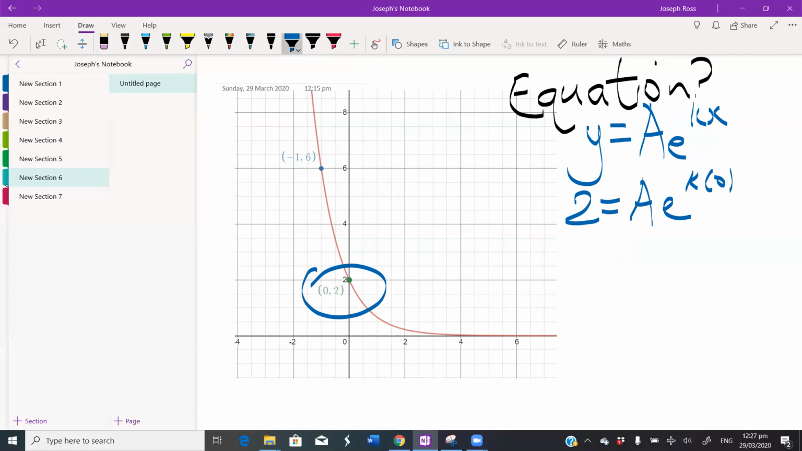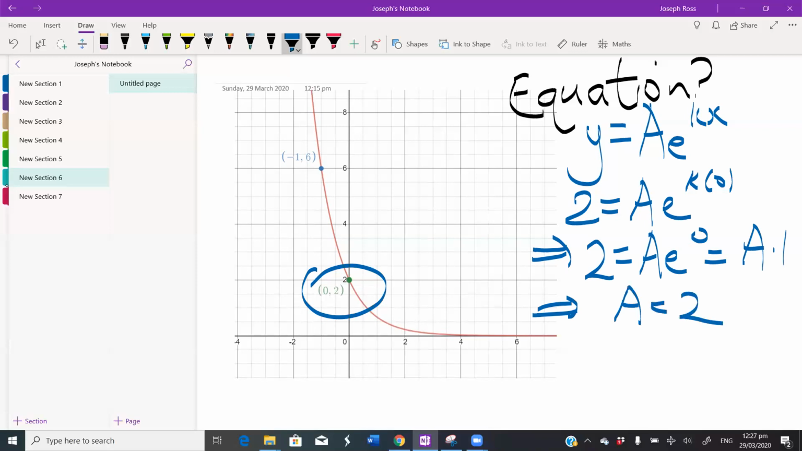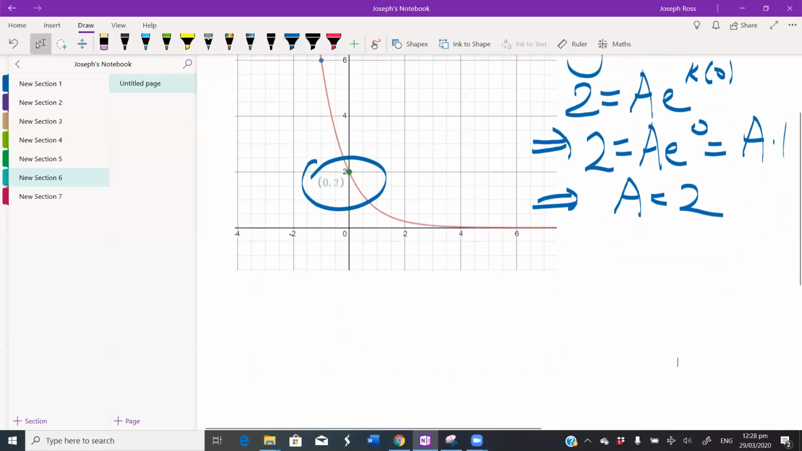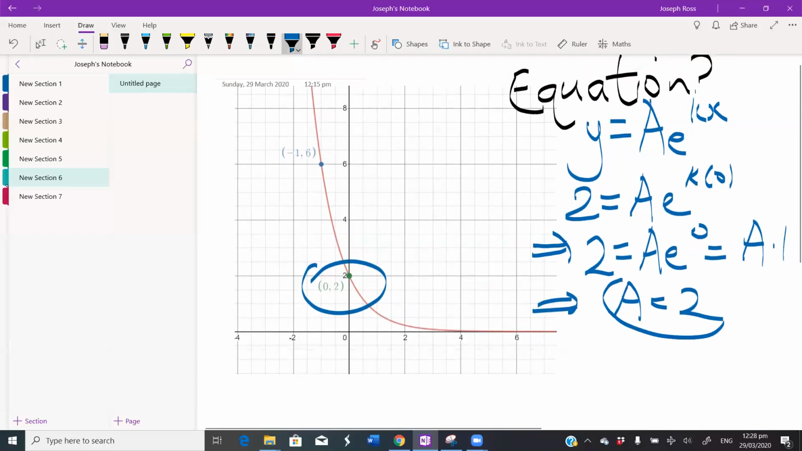And in that power of the exponential, so we've got 2 equals a e to the k times 0 is 0, and also e to the power of 0 is 1. So we've got a times 1, which is just a, equals 2. So we have found already that a equals 2, and if we substitute a equals 2 into our equation, we'll take a equals 2, put that back into y equals a e to the kx.